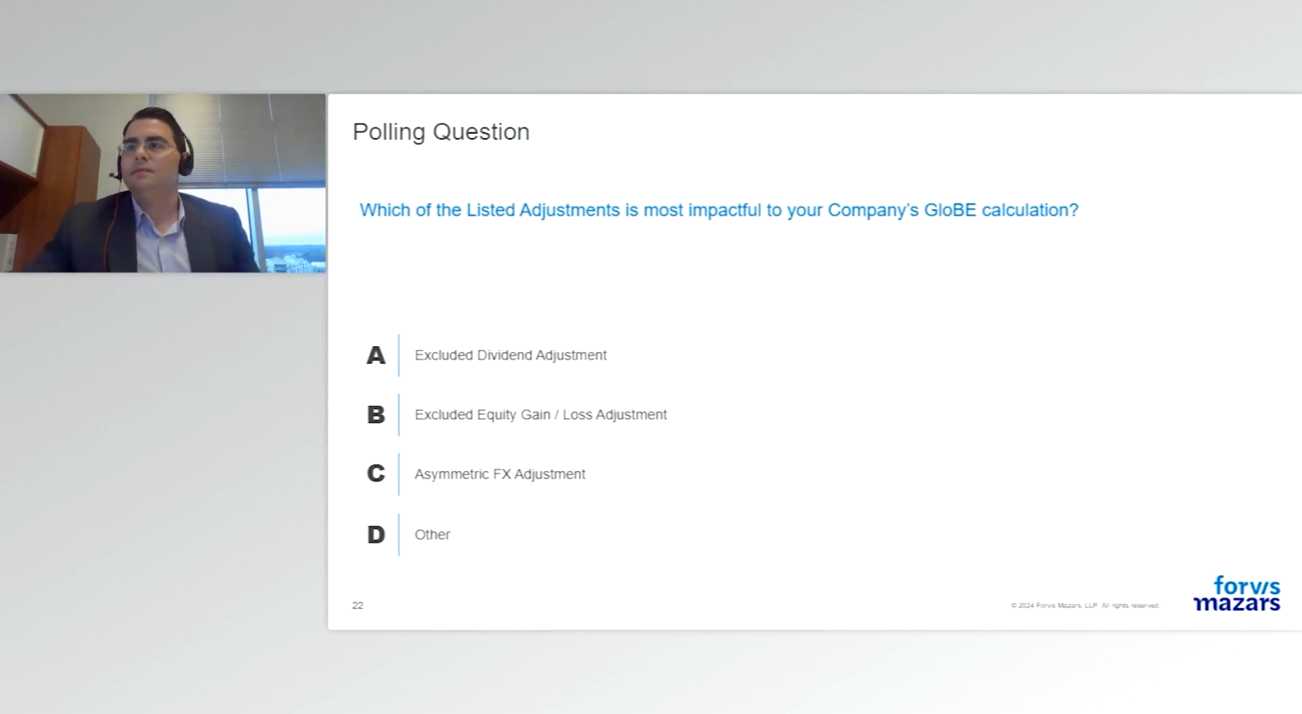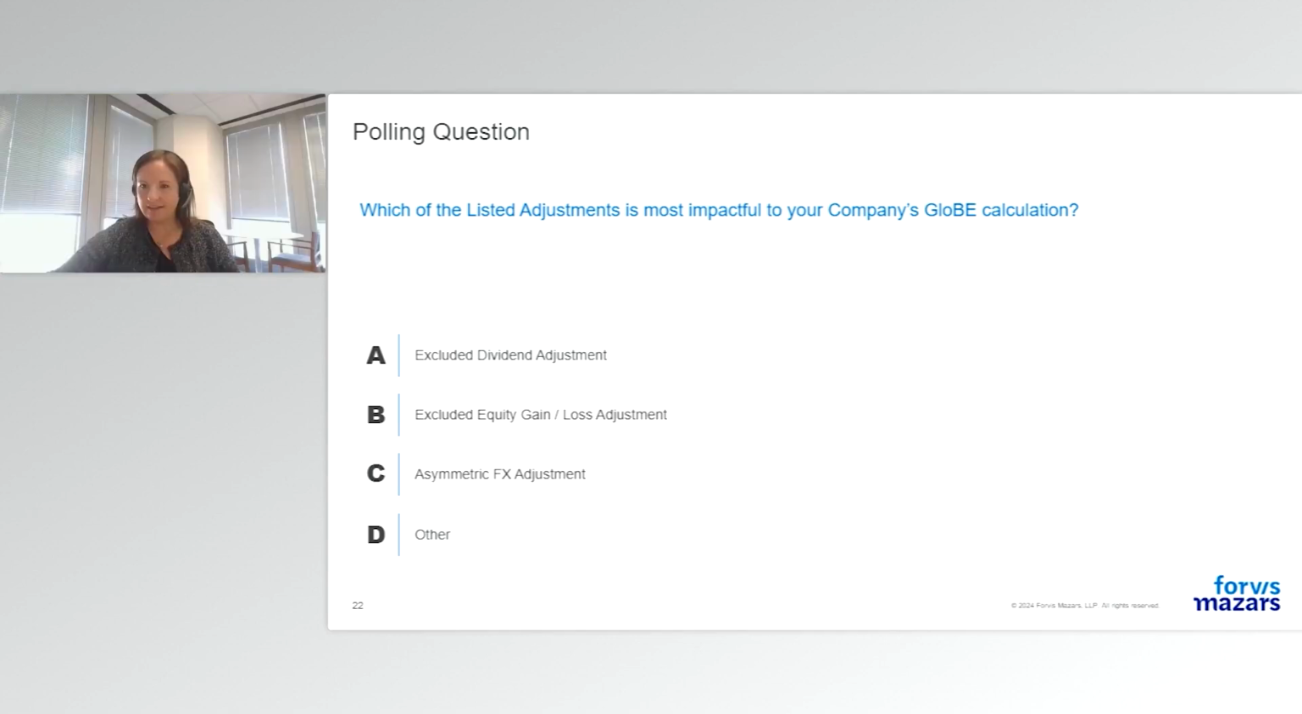Thanks, Justin. So it looks like there's a pretty decent split, with other being the most impactful between the ones that are listed. The excluded dividend adjustment seems to be most impactful.